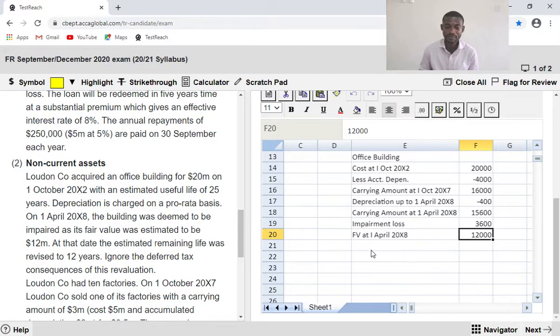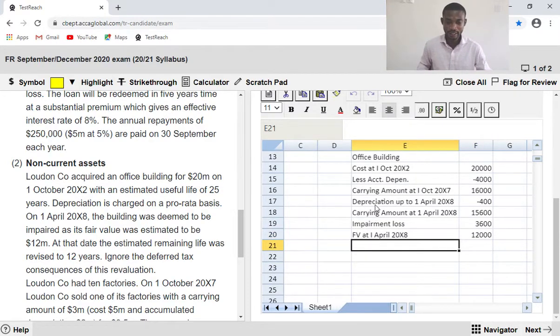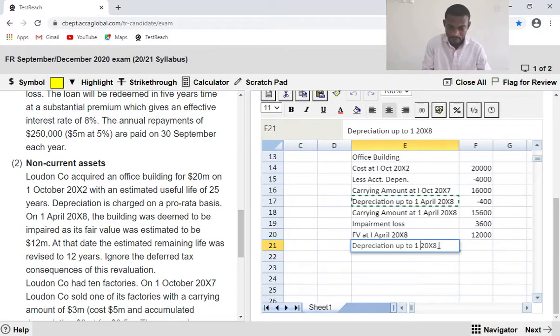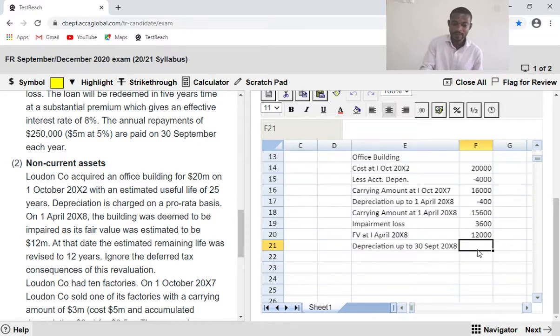Now, the next thing I'll do is to find the depreciation. So let me copy this again. Control C, Control V. Then I'll edit it and say depreciation up to 30th September 20x8. And this time, it is going to be based on the 12,000. So I can just say 12,000 divided by the revised useful life of 12 years. So the 25 years is gone, if we ignore it. Now, because we are dealing with 6 months, I'll say times 6 divided by 12, and I'll enter.